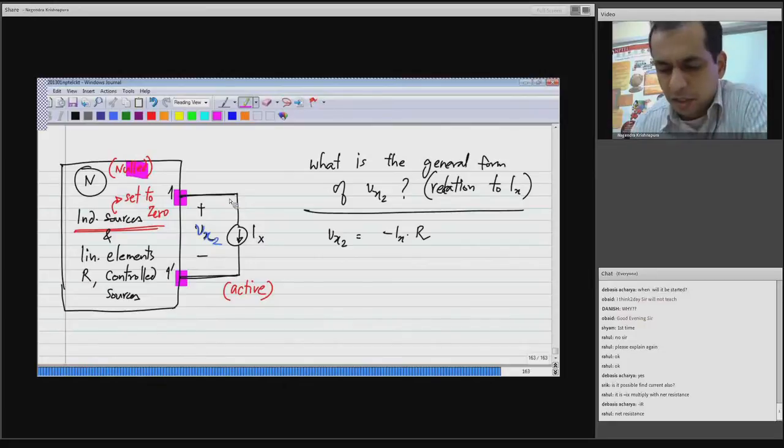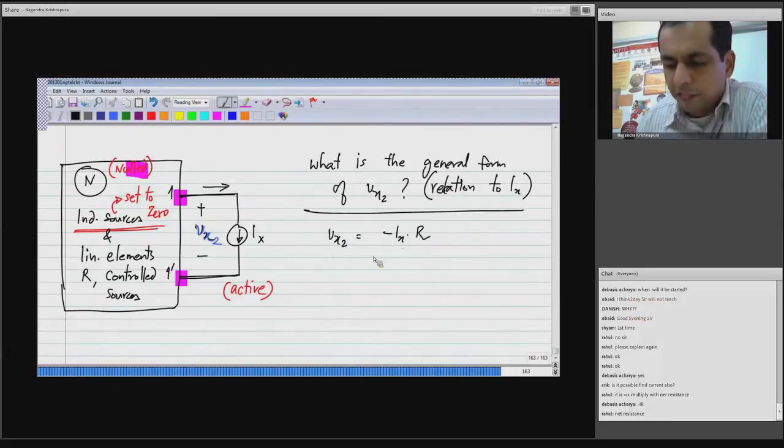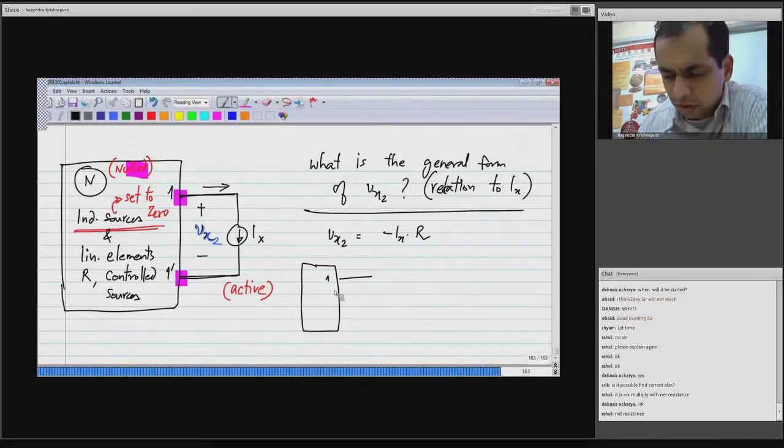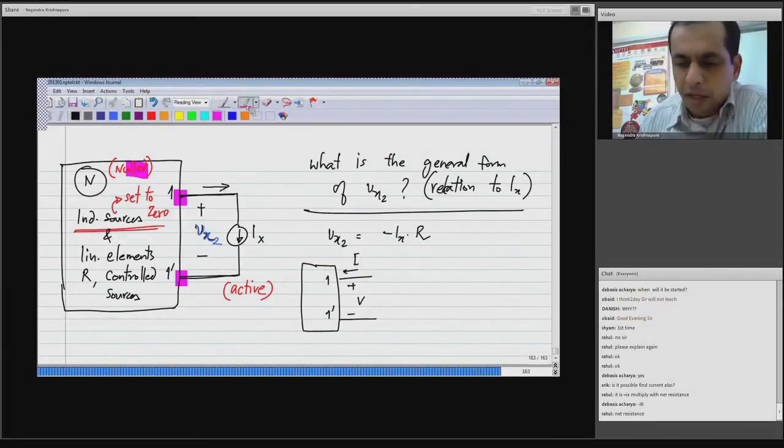And with the sign that I have taken, because the Ix is flowing outwards, I will say Vx2 is minus Ix times R. Because of the passive sign convention, at 1-1 prime, if I were flowing that way, then I would take V in that polarity. In this case, I and V are in the opposite polarity to this convention, so I will say it is minus Ix R.